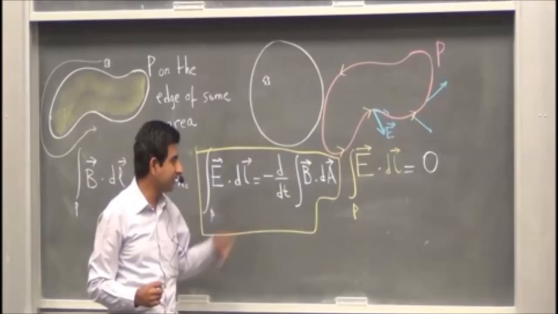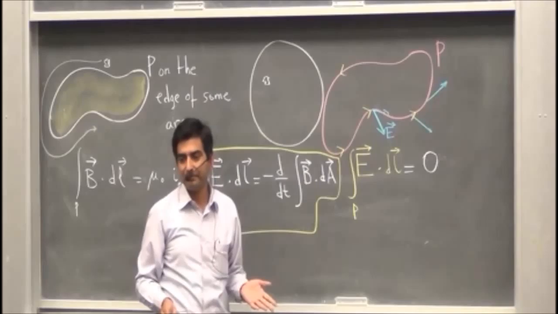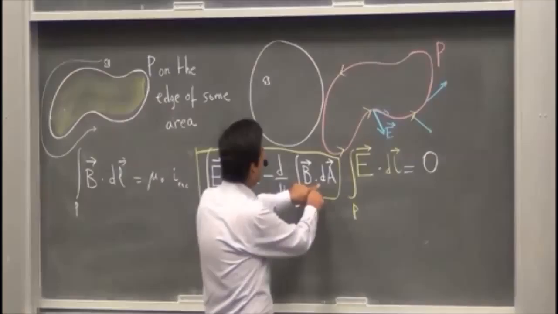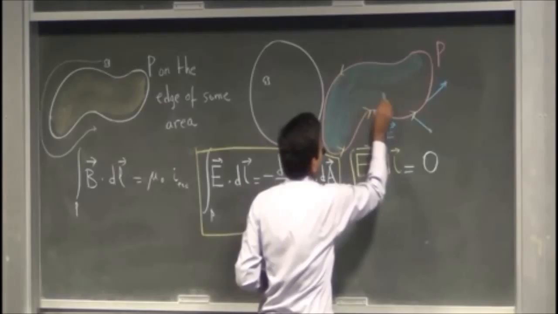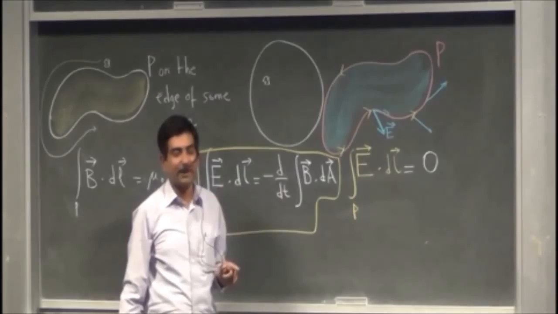Now this line integral, this path integral must equal minus d by dt, I'll explain the minus sign, integral of B dotted with dA. Now what is B dotted with dA? A is an area and it is the area that is enclosed by the path P. So you consider this area.